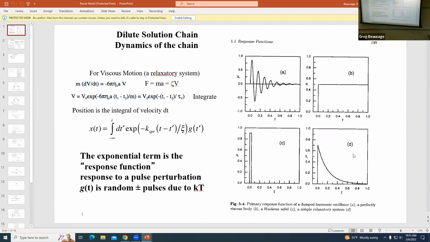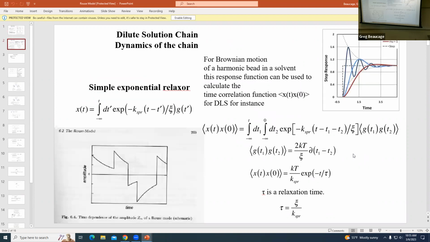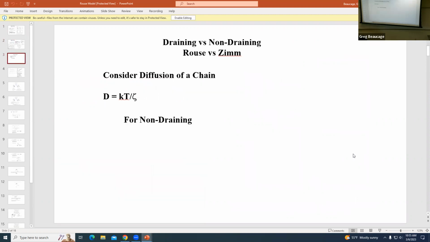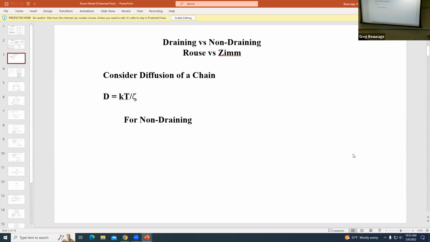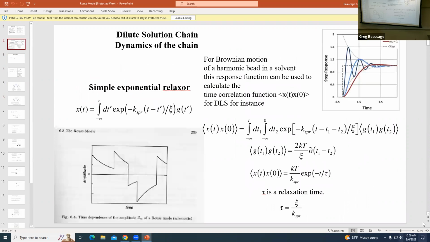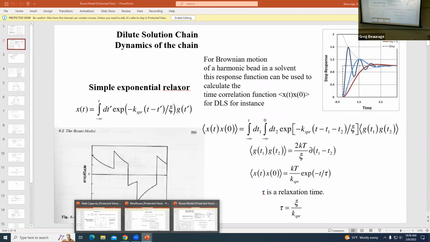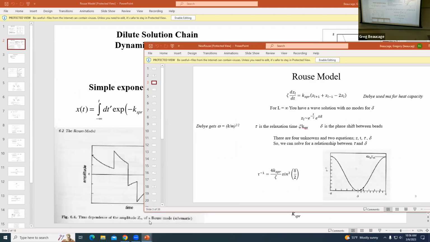Anyway, so that said, I don't want to use these slides now. I want to use the other slides, which are somewhere here. This thing's called the new Rouse model. All right.